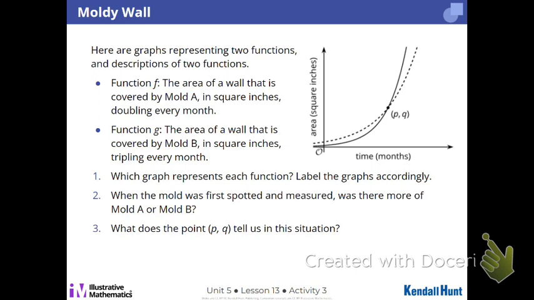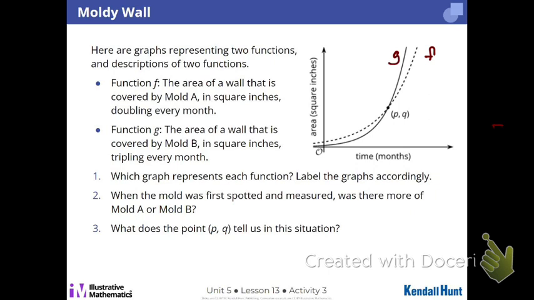How you know? When it was spotted, which one was there more of? And then what does point PQ tell you? You're going to work through these with your partner. So which graph represents each function? Please tell me how you know. All right, Nancy, which one's which and how do you know? Function f is the dash line, function g is the full line.